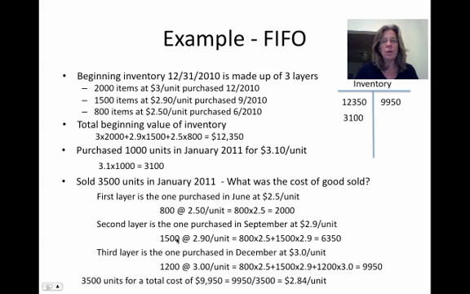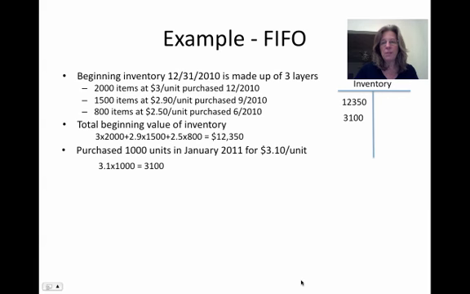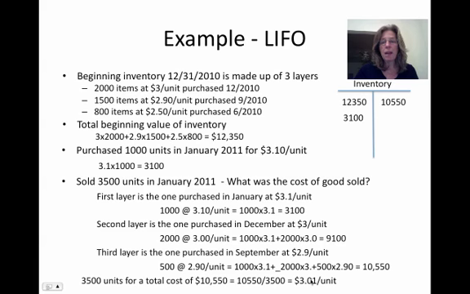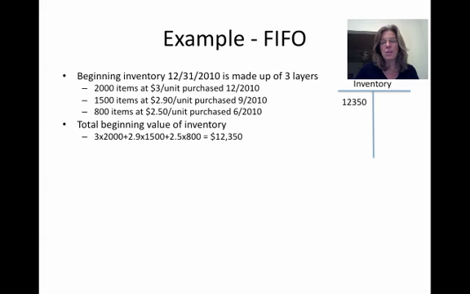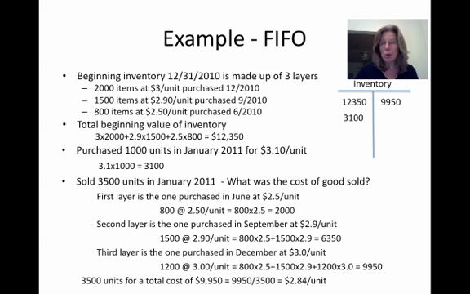So the second layer is we actually have to get 3,500, so we have to take all of this 1,500 at $2.90. And then for the third layer, we actually have to go into the next layer, the one in December, for 1,200 in order to make this add up to 3,500. So we get that calculation at $9,950. And if we do that on a per unit basis, it's $2.84. And just going back here, in the LIFO example, it was $3.01. So you can see that the units are cheaper in a FIFO sense. So that would mean that we'd make more profit if we use FIFO.